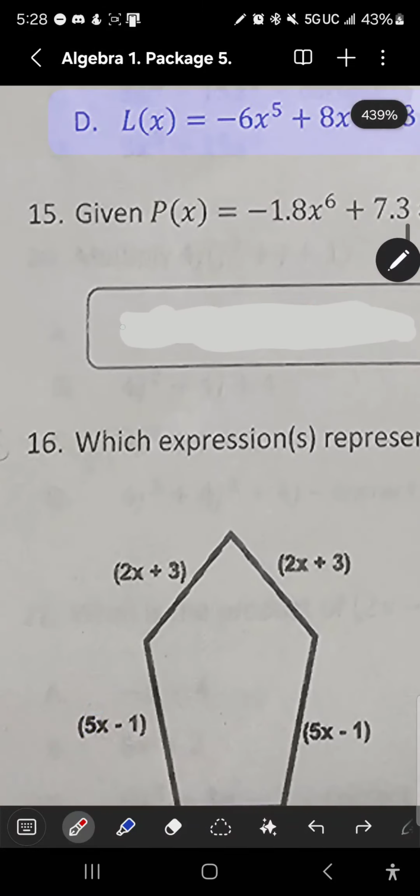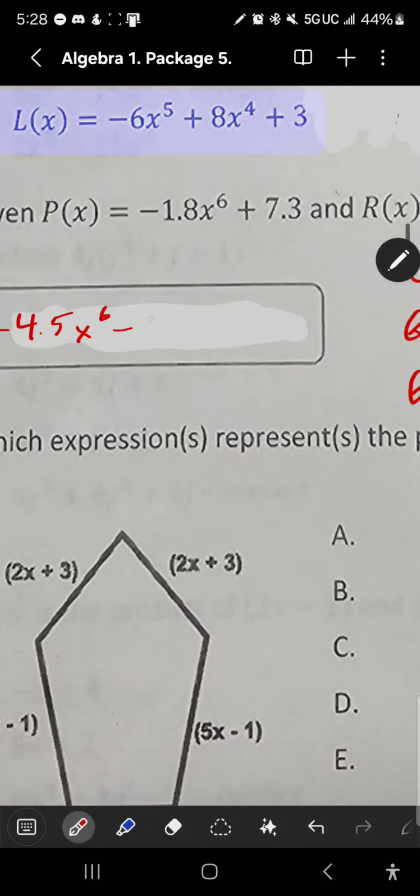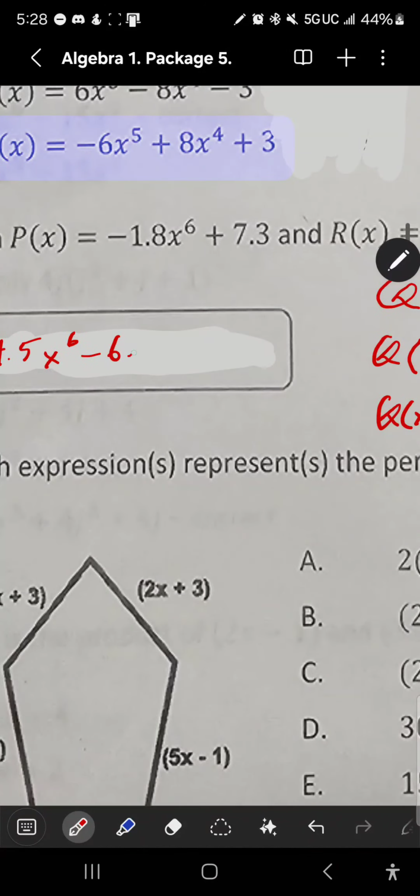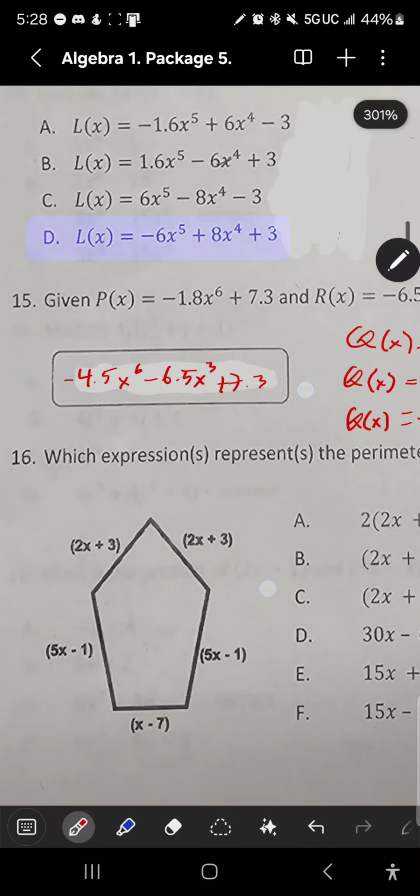Let me write it here. 4.5 x to 6 minus 6.5 x to 3 plus 7.3. That's our answer.